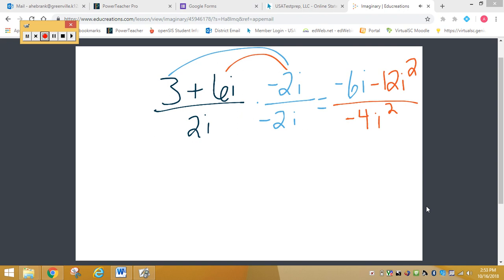So next step, I'm going to get rid of all these i squareds and make them negative 1s. Because i squared is negative 1. So on top, I'm going to have negative 6i. A negative 12 and a negative 1 multiplied to give a positive 12. And on bottom, negative 4 times negative 1 multiplies to give a positive 4. Now you can reduce this. I'm not going to get into that. If you just want to leave your answer like this, that's totally fine.